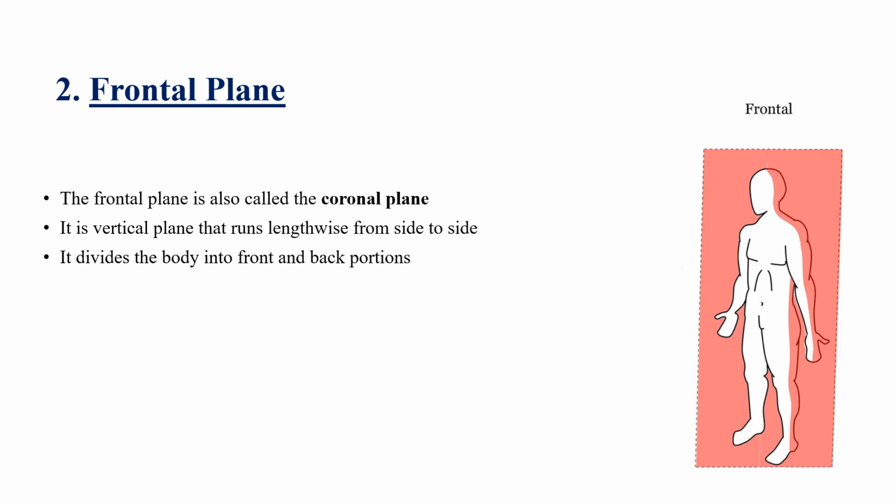Next is the frontal plane. The frontal plane, also called the coronal plane, is a vertical plane that runs lengthwise from side to side. It divides the body into front and back portions. If we cut along a frontal plane, it yields a frontal or coronal section.